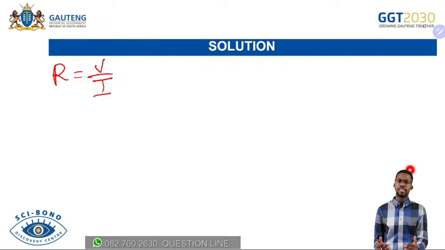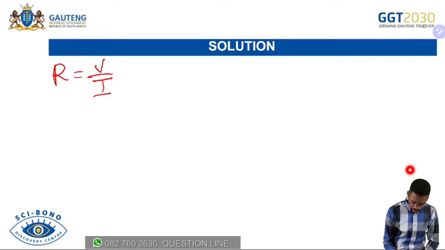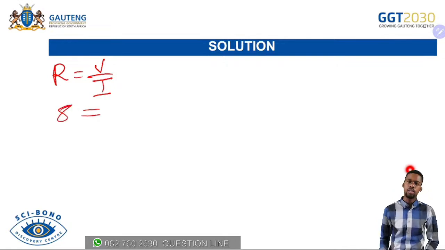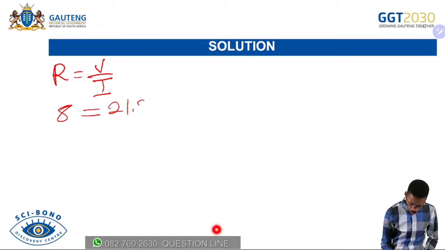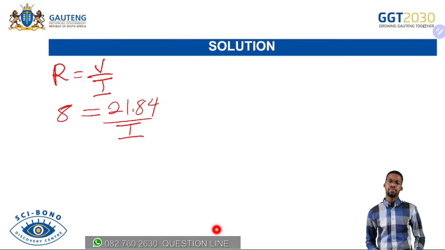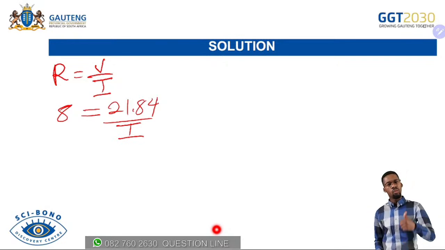So this is what we are saying, the way it appears from the data sheet. What is your resistance? It's 8 ohm. What is your potential difference? It's 21,84. The question wants you to calculate for current. So we are saying write down the formula and substitute.